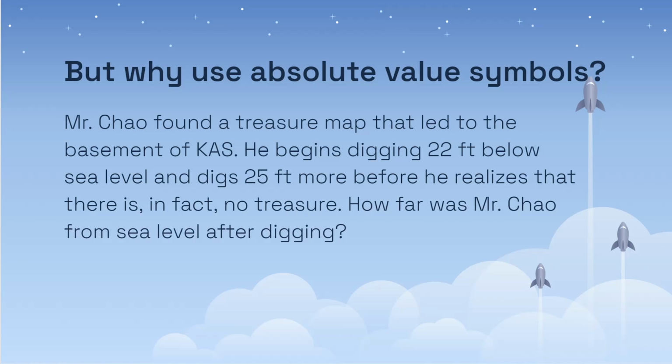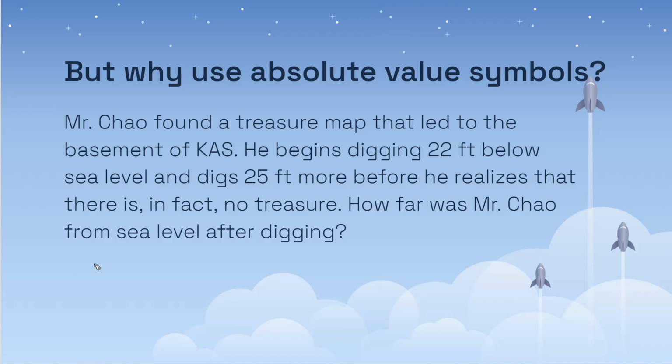But why use the absolute value symbols? The absolute value of 100 is 100, so what does it matter? Well, let's take a look at this one. Mr. Chow found a treasure map that led to the basement of KAS. He begins digging 22 feet below sea level and digs 25 more feet before he realizes that there is, in fact, no treasure. What a silly person to have dug that far.